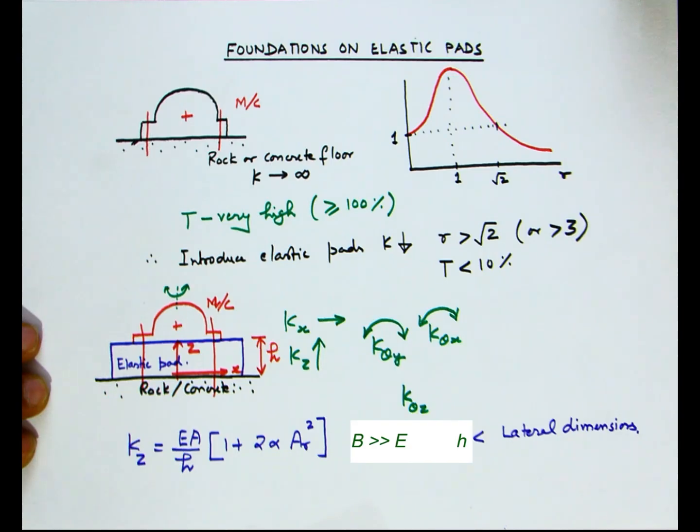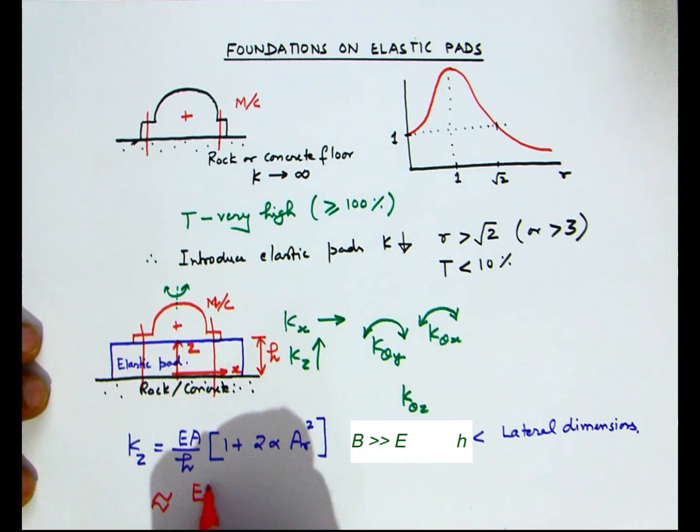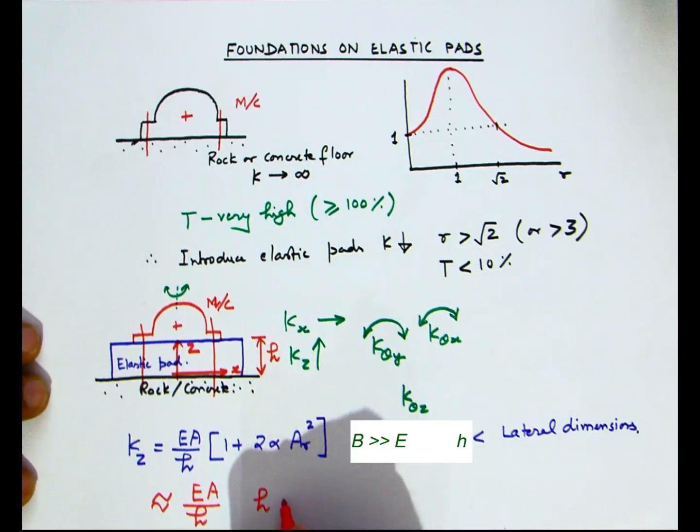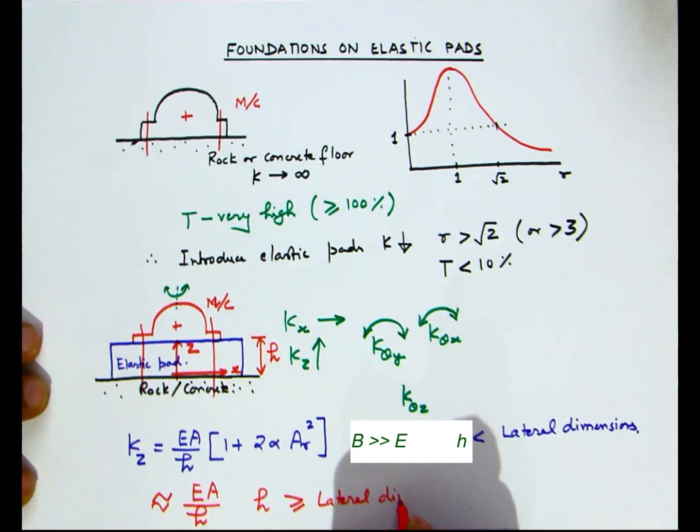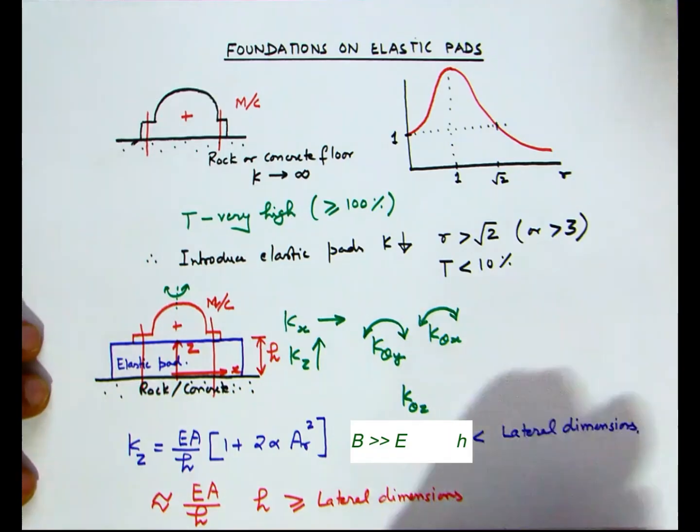So this expression can be finally simplified into EA by H. This is the same as that of the axial stiffness of a typical structural member, under the condition that the value of the thickness is of the same order as the lateral dimensions. We have already done an exercise comparing the exact expression with these two approximations, and you should now be in a position to know where to use which expression.